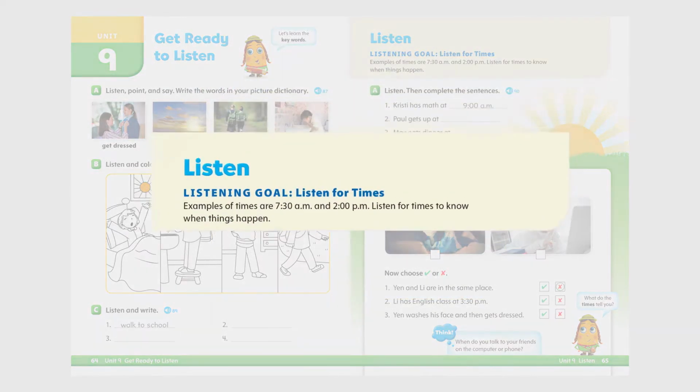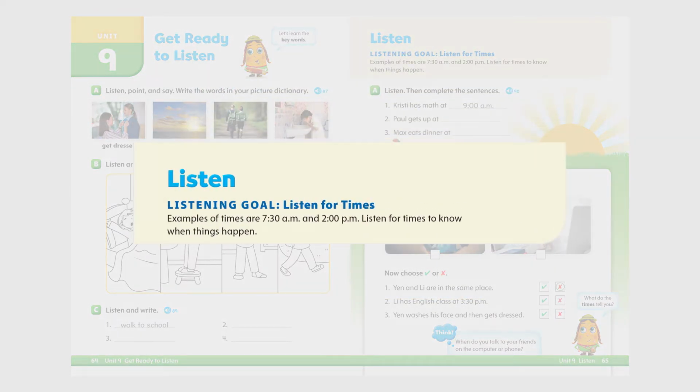The listening goal at the top of the Listen page emphasizes the importance of the listening strategies. In each unit, present this goal and briefly discuss it with your students to make sure they understand. Do they already use the strategy in their own language? If so, when?